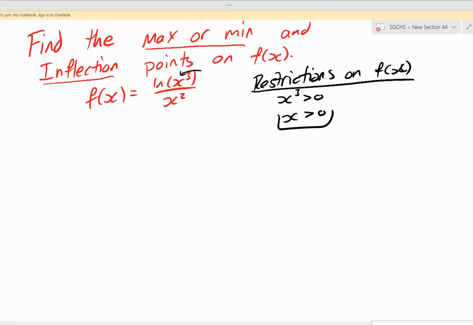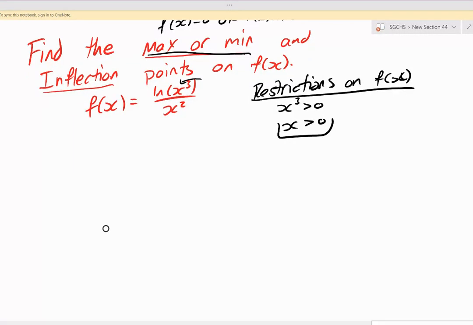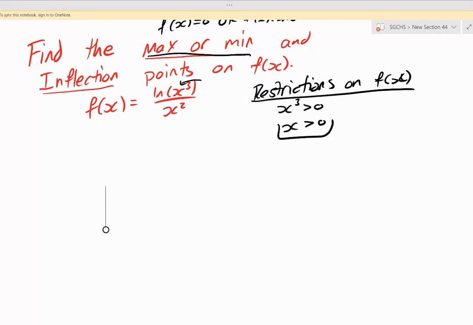Now to find my max or my min, I need to look for possibly where the first derivative equals 0 or where the first derivative does not exist. Okay, so those are my critical values. So to find my critical values, I have to find my first derivative. Now notice I can use a log rule here. I can take this 3 and put it on the outside and multiply it by my natural log. So 3 ln of x over x squared.